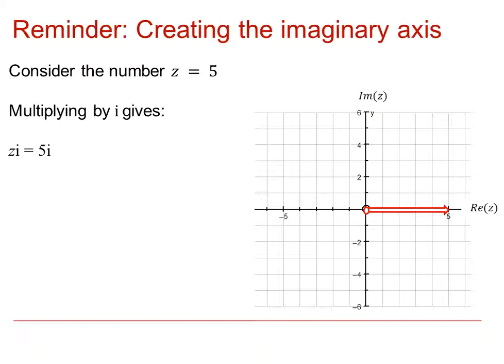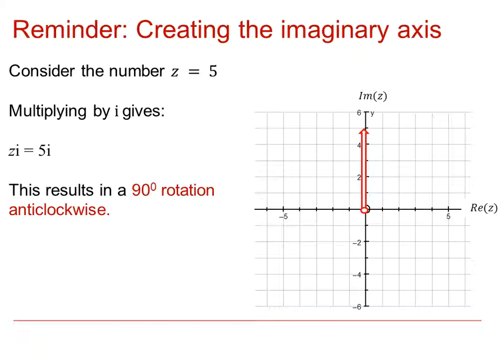If we consider the complex number z equals 5, so that is a purely real number, if we multiply it by i, we get zi equals 5i. So this has resulted in a 90-degree rotation about the origin anti-clockwise.